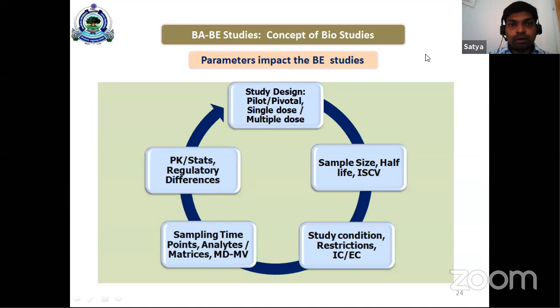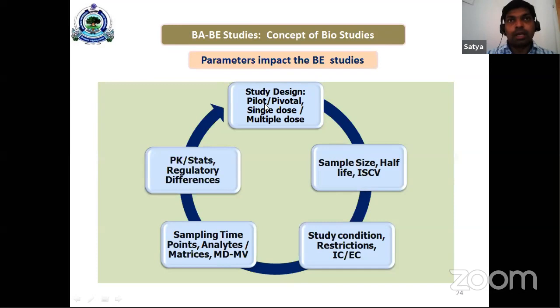The next slide would be what the main parameters are which impact BE studies in designing such studies. What is pilot and pivotal? First, we have to conduct a pilot study. Why is it required? Just to get information on your formulation, what you have done, what you have prepared. You want to know how your formulation will behave. Moreover, you have to check method validation also, whether the method is proper or not, to analyze that before directly jumping into the pivotal, because pivotal is a very huge cost.